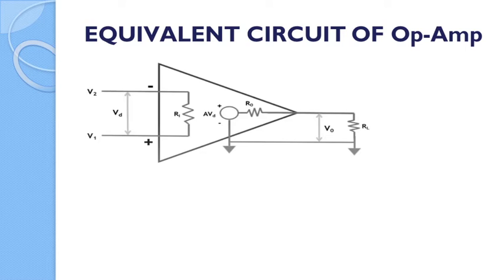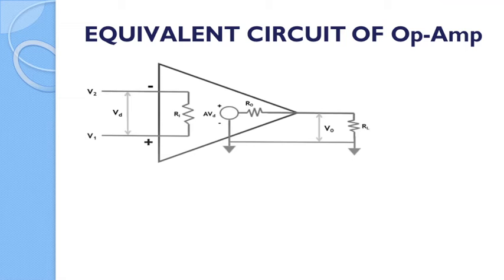Voltage controlled voltage source means a voltage across the input terminal controls the dependent voltage source at the output. Here the inputs V1 and V2 are given as volts. A voltage across the input terminal controls the dependent voltage source at the output. Input is a voltage, output is also a voltage across the load resistance, which means voltage controlled voltage source.